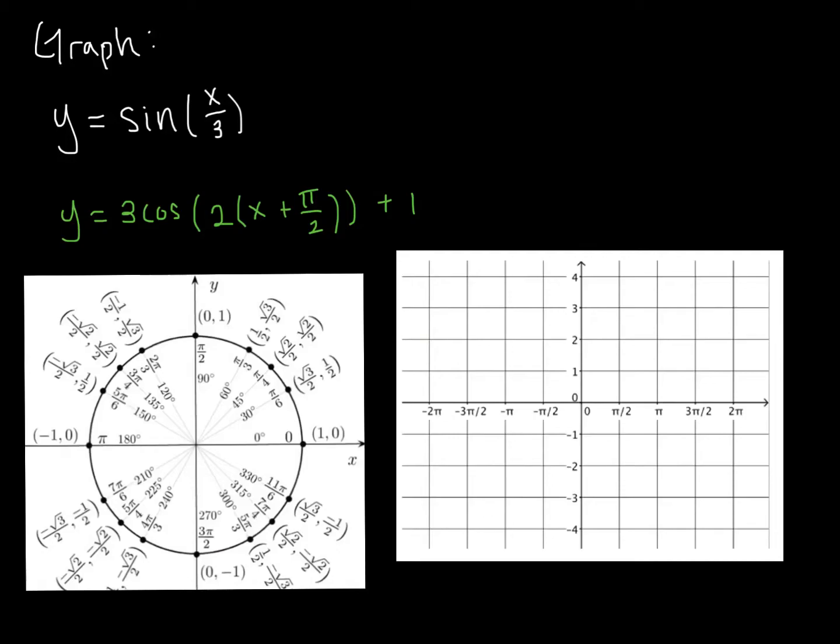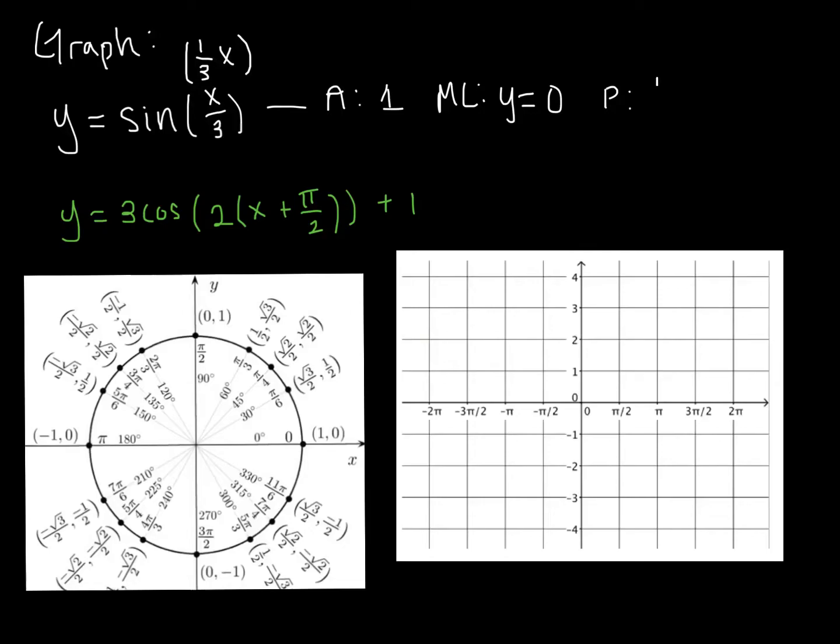Hope that went well. The first one, the amplitude here is just 1. The period, well, actually, let's get to the period last. The midline is y equals 0. And the period here, this is a little bit tricky. X over 3 is the same as 1/3 times x. So the b value here is 1/3.